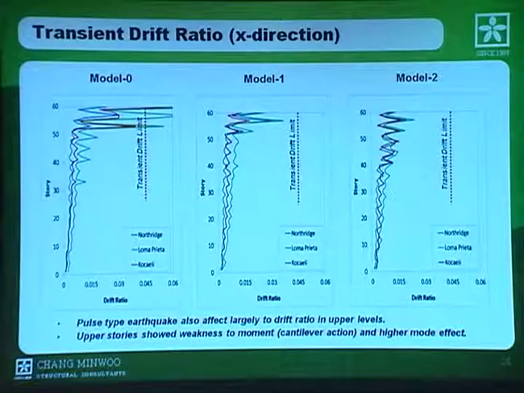And this is a transient drift ratio along the story level. Pulse type earthquake in this case also affects the drift ratio in the upper level largely. And you can see that from model 0, we can see a lot of cantilever action. I mean, a lot of flexure deformation is occurring in the upper level, and we are thinking this may be due to the higher modal impact.